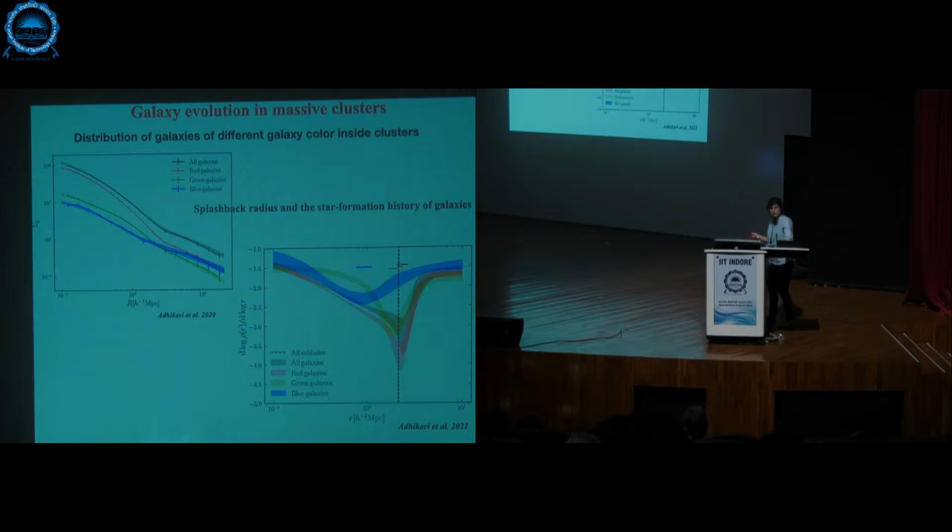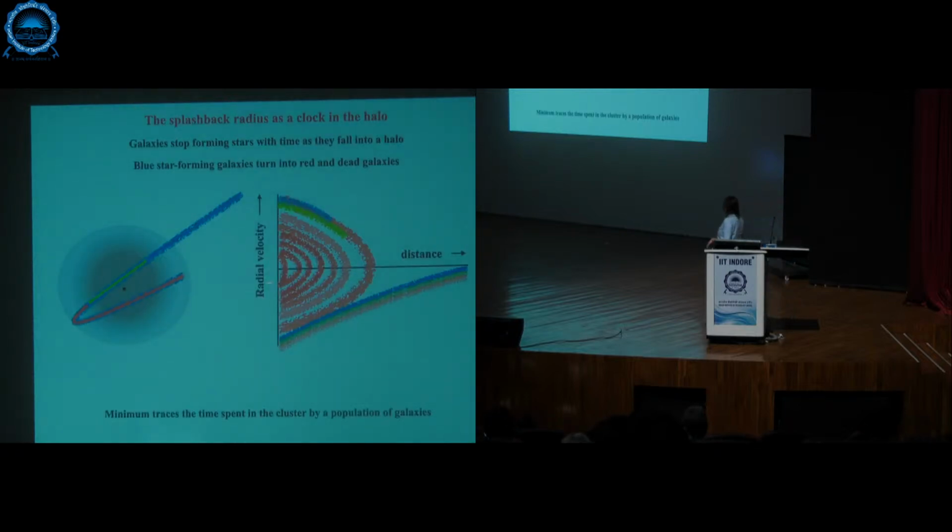So one of the ways that we thought we could explain what we are observing is that this movement of the minimum of the slope is essentially tracing the evolution of galaxies inside a cluster. So unlike dark matter particles, galaxies essentially evolve as they orbit around the cluster. They don't stay constant. So if a blue galaxy enters, and there are intracluster processes that quench its star formation, a blue galaxy will eventually lose its star formation, quench it, and turn into a red galaxy.